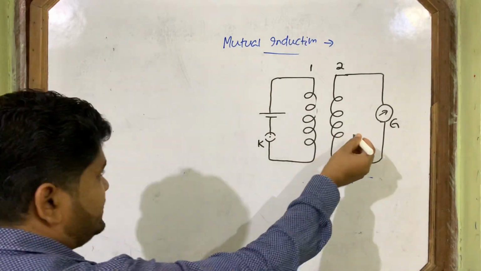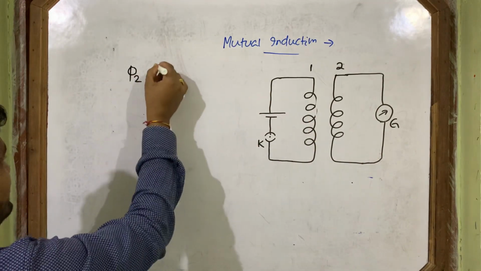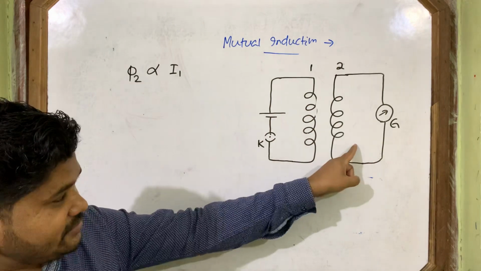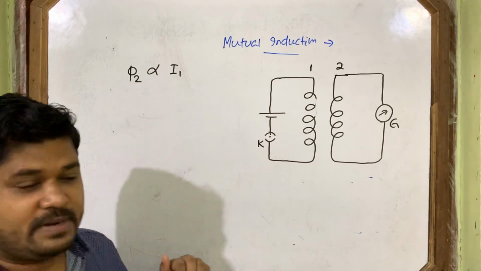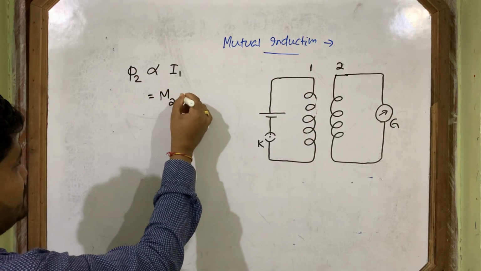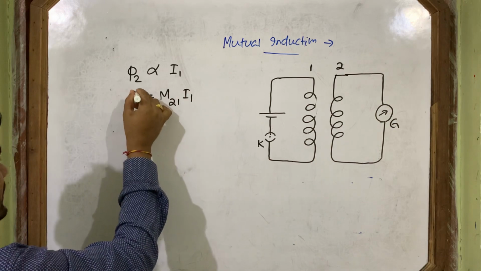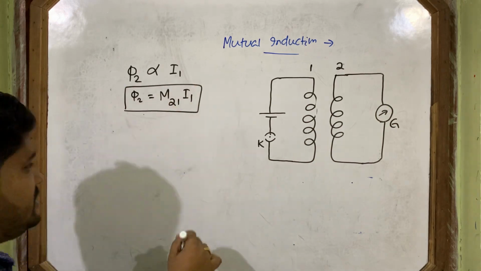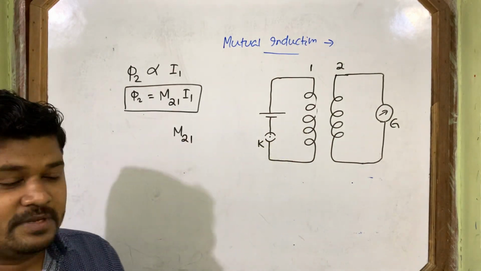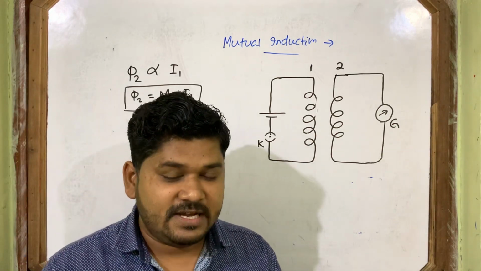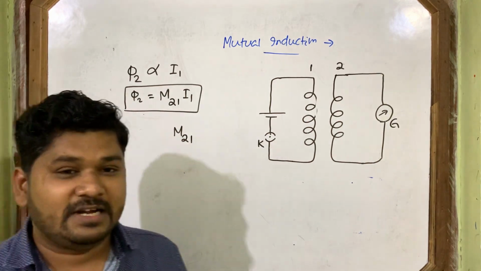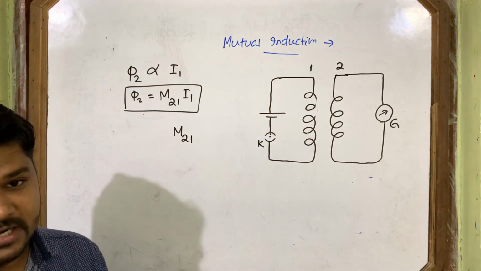Here the flux linked with the second coil is directly proportional to the current passed in the first coil. So now I will multiply one constant here, that is M21 into I1. What is M21? Coefficient of mutual induction, or we can say mutual inductance. Just like self-inductance, this is mutual inductance or coefficient of mutual induction.